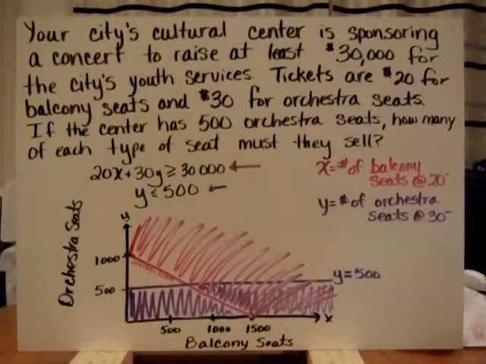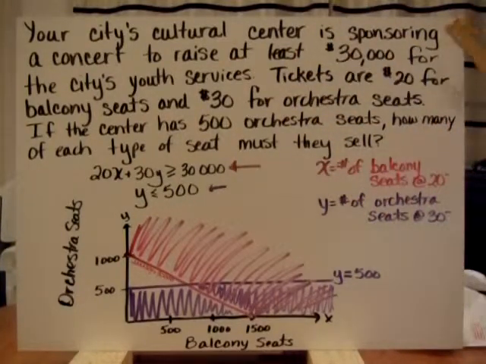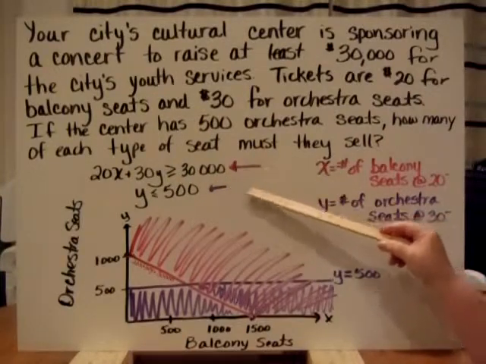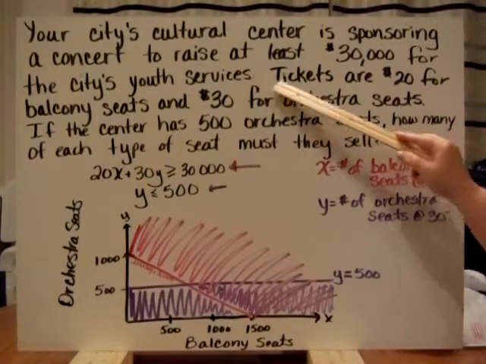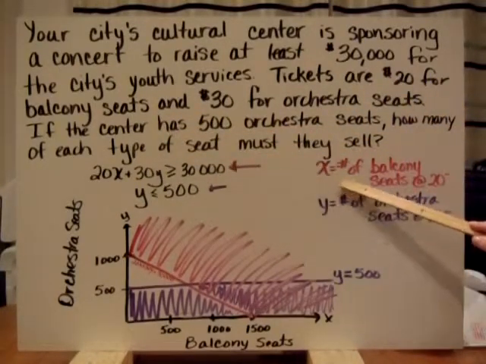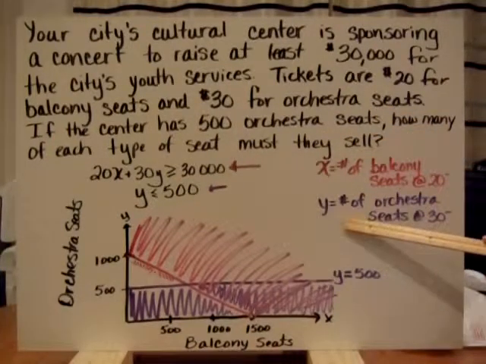Let's look at a word problem and how we would use this to solve a word problem. Since your city's cultural center is sponsoring a concert to raise at least $30,000, that means we want $30,000 or more, so this is going to be greater than. For the city's youth services, tickets are $20 for balcony seats, so we let X represent the number of balcony seats, and $30 for orchestra seats. We let Y represent the number of orchestra seats.